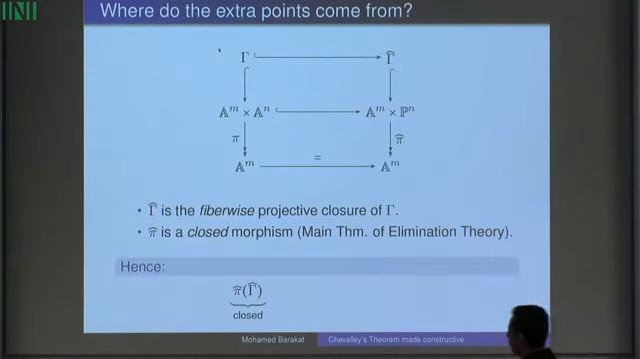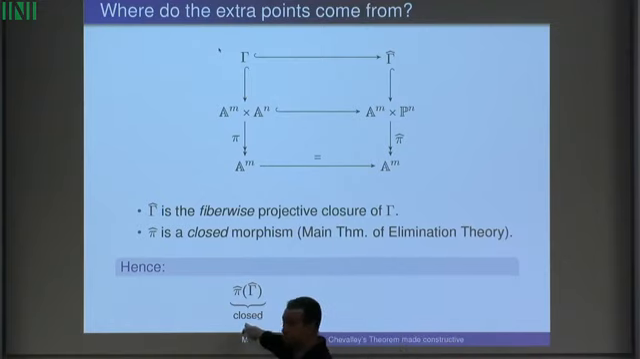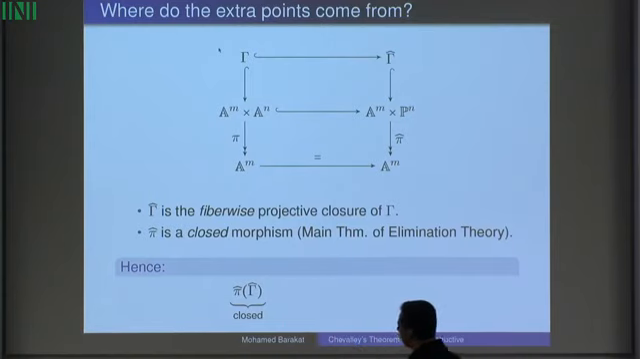So hence we can say the image of pi hat of gamma hat is closed, by the main theorem of elimination theory. So gamma hat is the closure of gamma in the bigger space. So I can write here, instead of gamma hat, gamma closed.